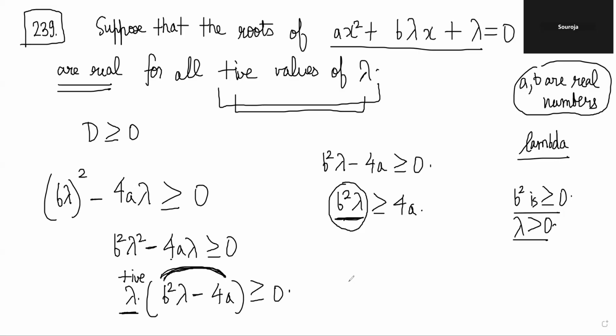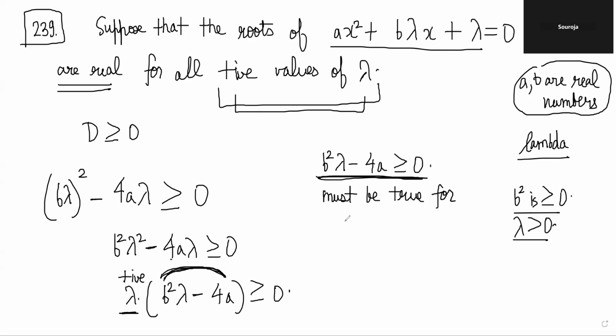One second. Suppose the roots of this equation are real for all positive values of lambda. So basically, this inequality should be always true, right? For any value of lambda, this inequality has to be true. It must be true for any positive value of lambda. That's what the question is saying.